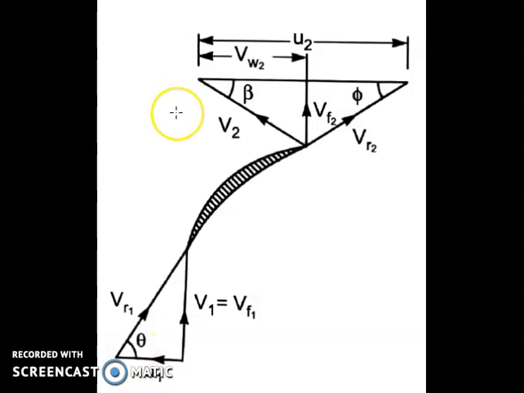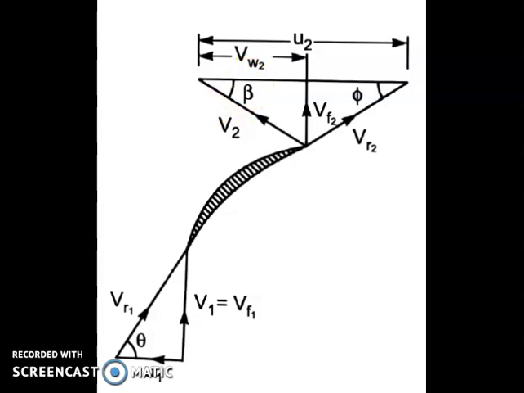Now let's see the velocity triangle diagram at outlet. This V2 represents the absolute velocity of the water at outlet. Vf2 represents the velocity of flow at outlet. Vw2 represents the velocity of whirl at outlet. This U2 represents the tangential velocity of the impeller at outlet. And this Vr2 represents the relative velocity at outlet. Phi represents the vane angle at outlet. And this angle beta represents the angle made by the V2 with the direction of motion of vane at outlet.